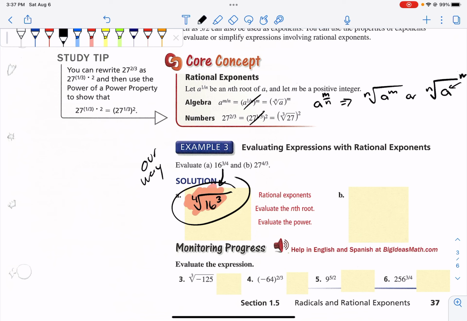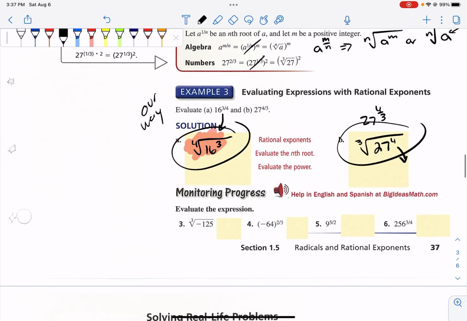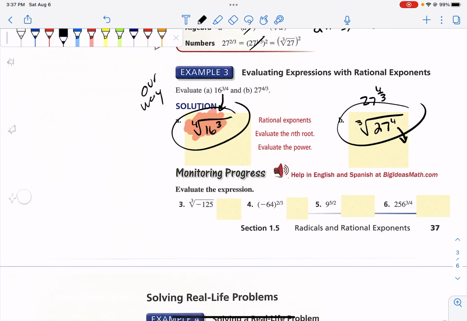Example B, 27 to the 4/3, I want to see you rewrite that as the cube root of 27 to the 4th. Then I will give you full credit after you plug that into your calculator and get an answer. But I need to see that first, okay? All right. So evaluate 3, 4, 5, and 6. Go ahead and try those really quick.